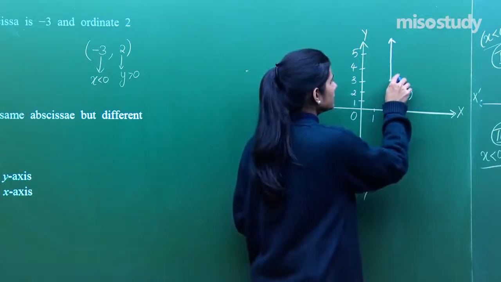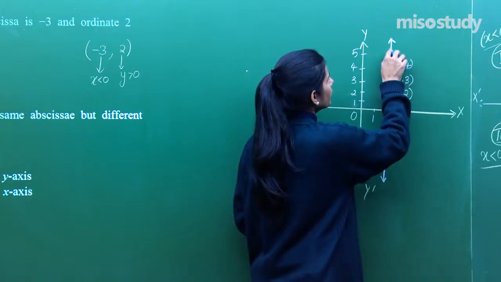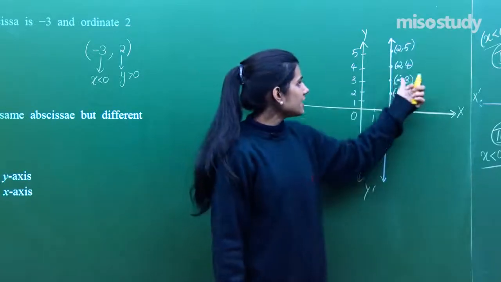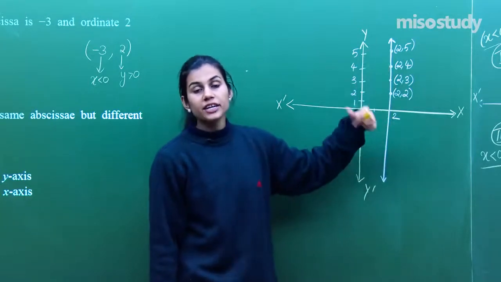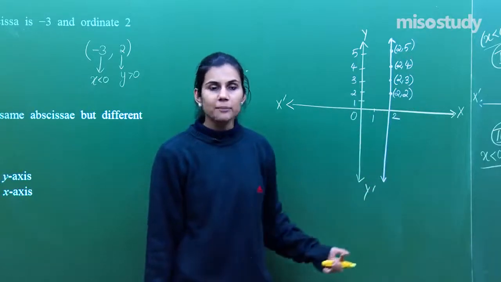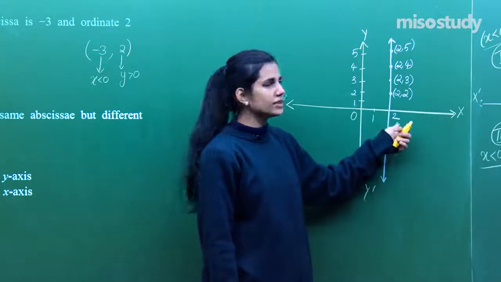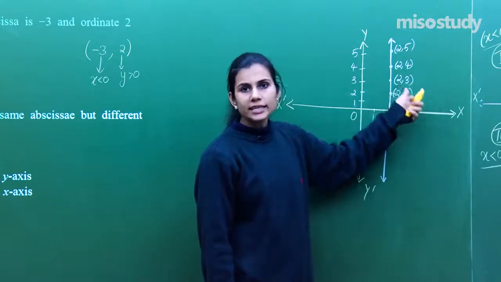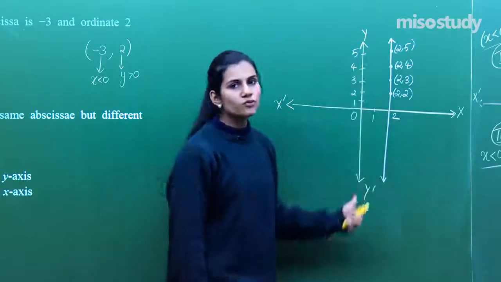Say I talk about this point will be 2, 3, this point will be 2, 4, this point will be 2, 5. You can clearly see all these points have same x coordinate but different y coordinates, or I should say they have the same abscissa but different ordinates. Ordinates are differing, abscissas are remaining the same. Why is that happening? Because all these points are lying on the line parallel to y-axis passing through that abscissa which is the same. So if there are 2 points whose abscissas are same and ordinates are different, that can only happen if those 2 points are lying on a line parallel to y-axis.